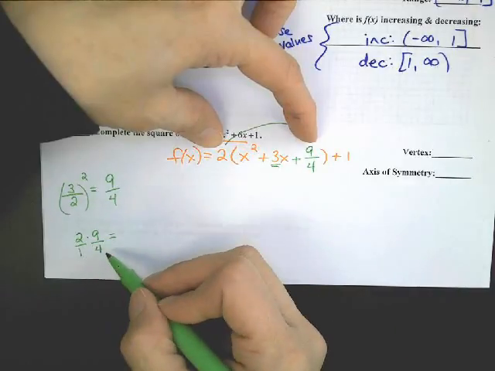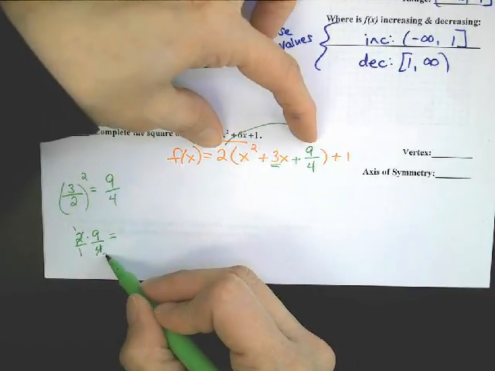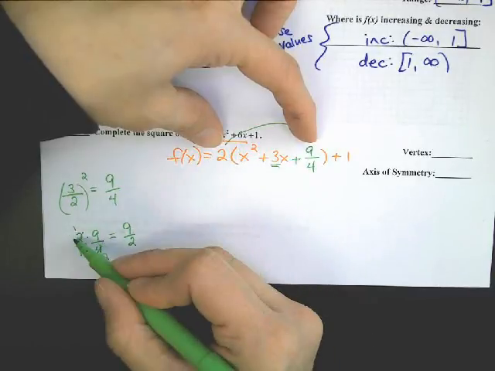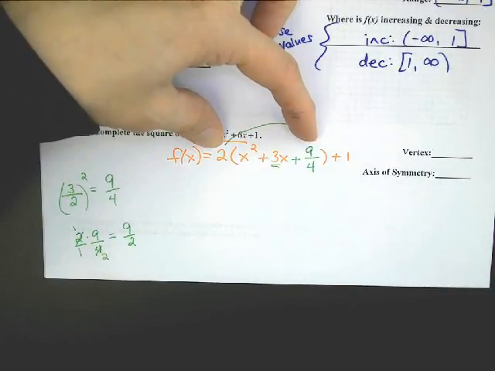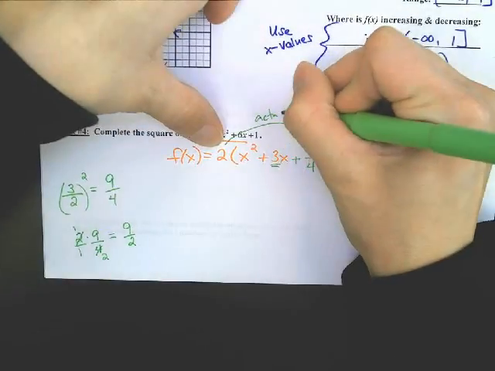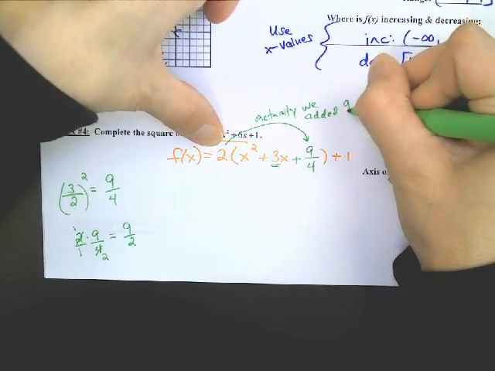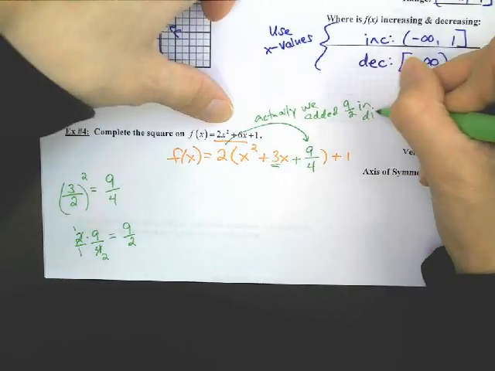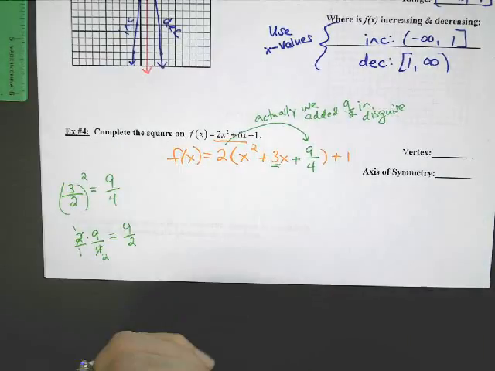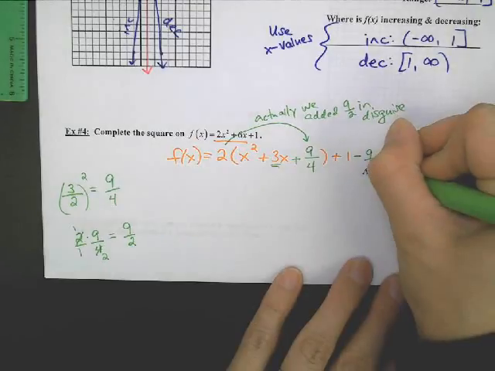But maybe instead of multiplying first and making huge numbers, I think I'm going to cancel the 2 with the 4 and make 1 over 2. So the answer is 9/2. If you got 18/4, I'd say great. Now please simplify that. So we just added 9 over 2 in disguise. So if we just added 9 over 2, then let's compensate by subtracting 9 over 2.